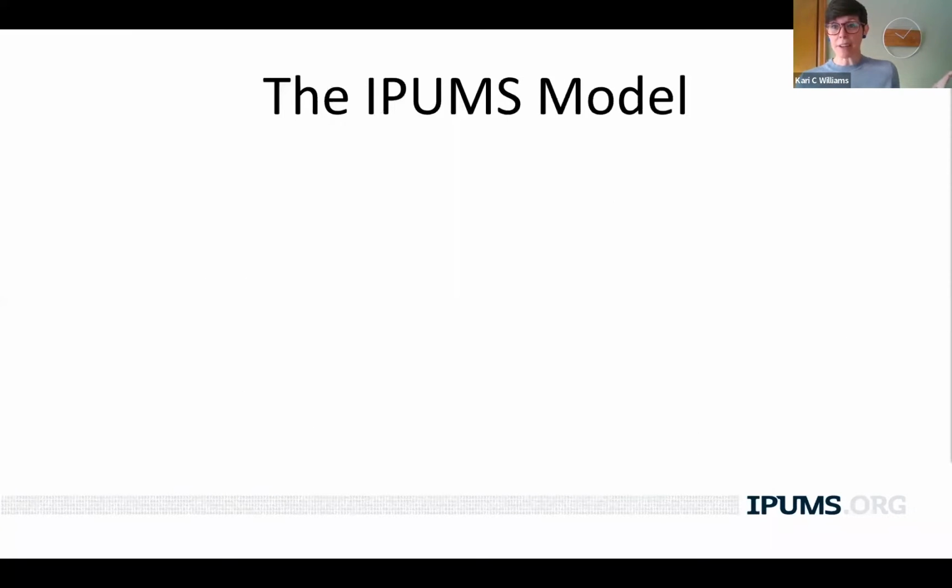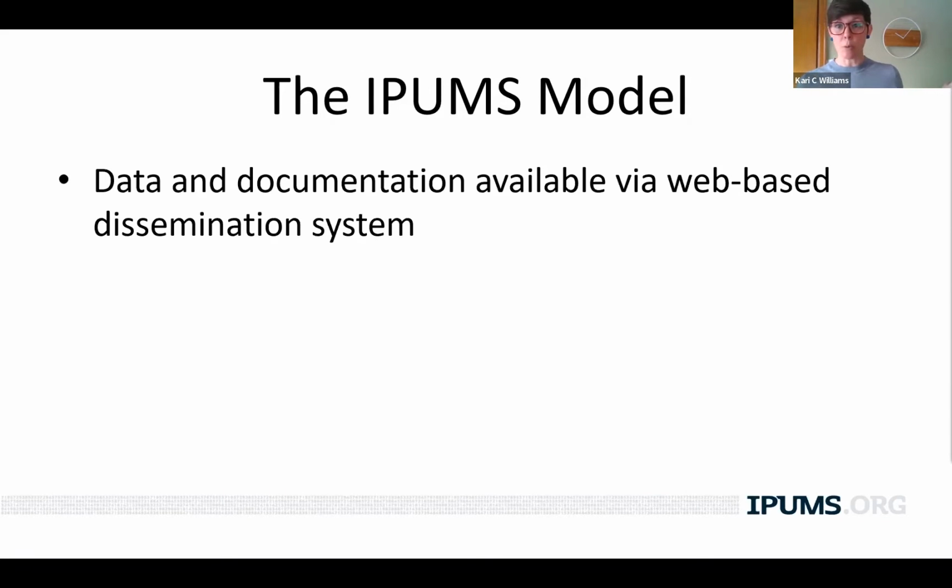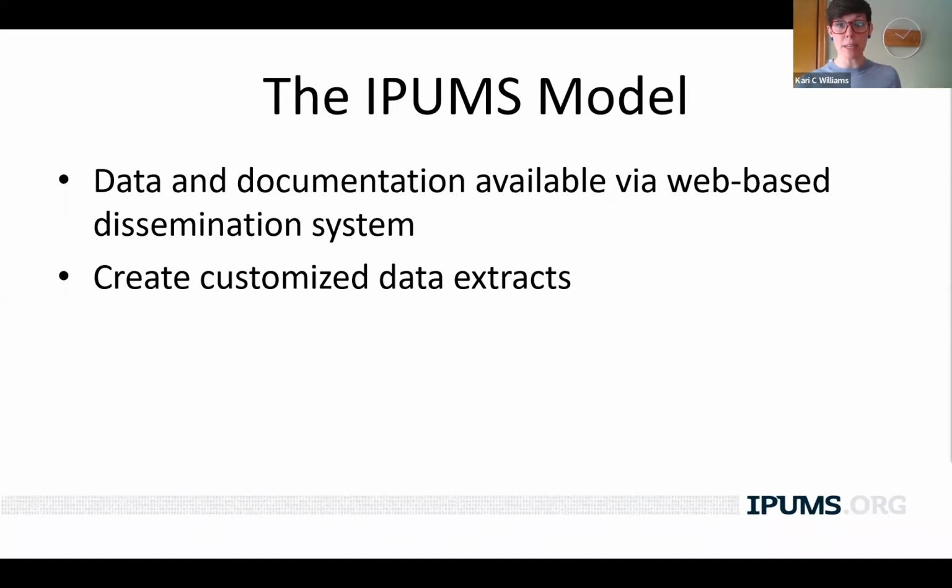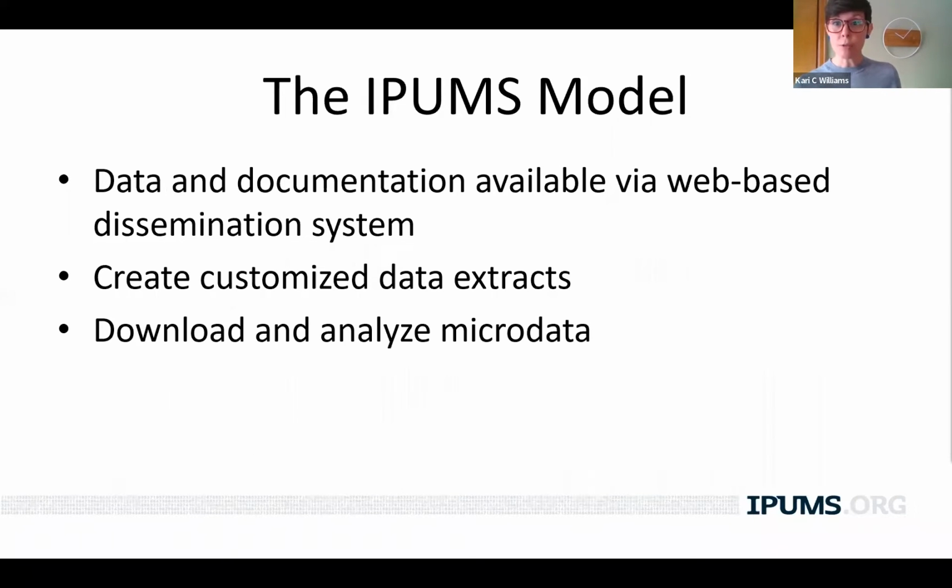The IPUMS model at a high level, how you might think about using IPUMS, is that we provide data and documentation through our web-based dissemination system. So you go onto the IPUMS website and you create a customized data extract that has just the variables and samples of interest to you. You download and analyze those microdata.